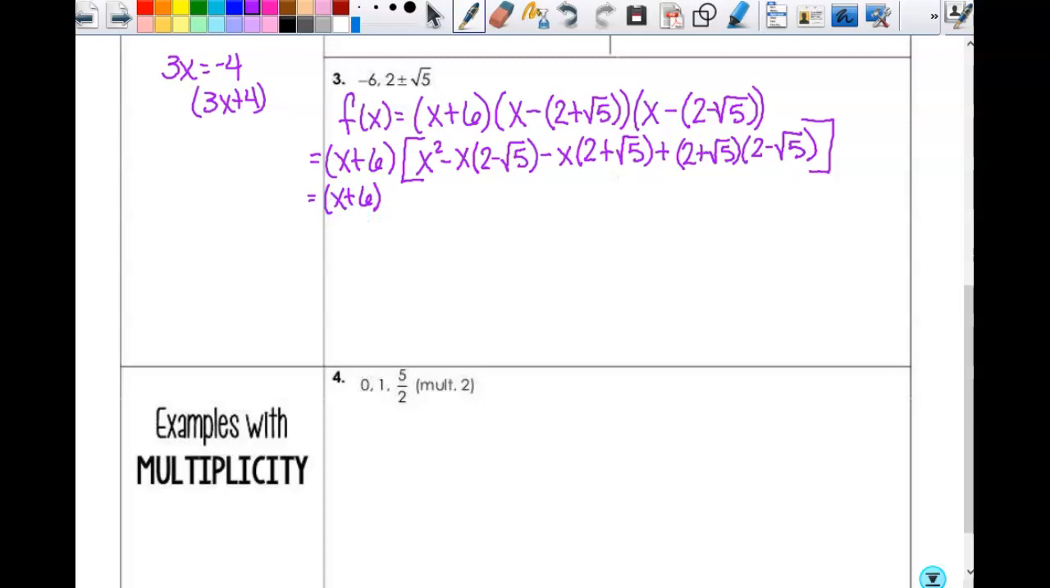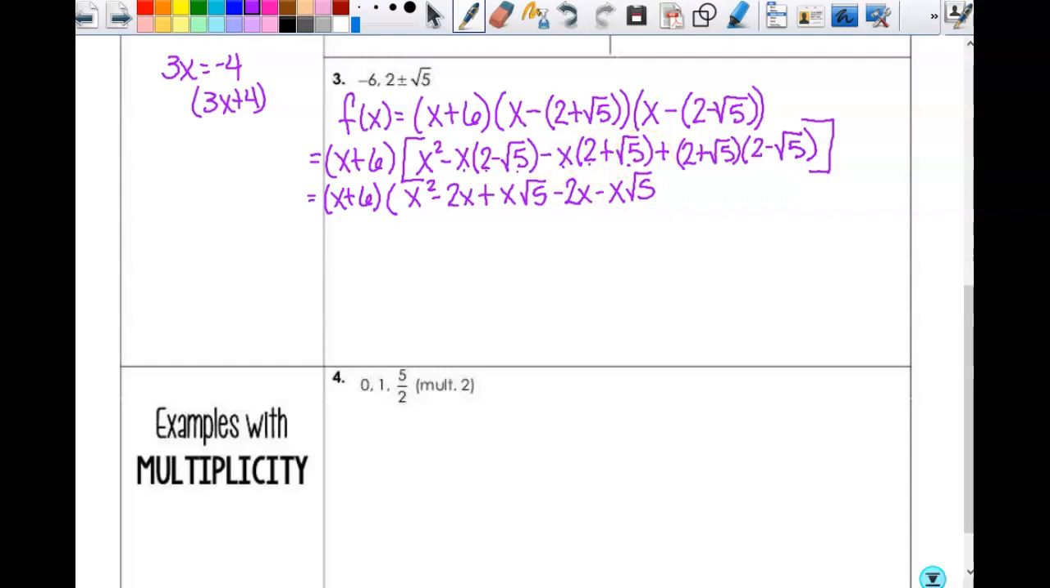Now I'm going to basically distribute this stuff into here. Distribute the x into this and distribute this into this and so forth. So I still have this x squared. Then this is going to give me negative 2x plus x times the square root of 5. That's just distributing this x into there. Then I'm going to distribute this x into here. So it's going to give me negative 2x minus x times the square root of 5. So I've distributed that into both of these.